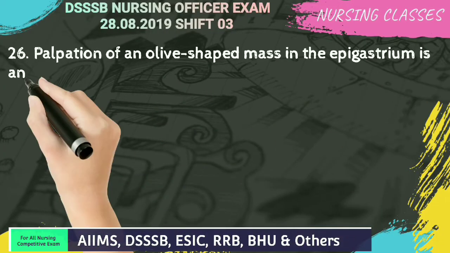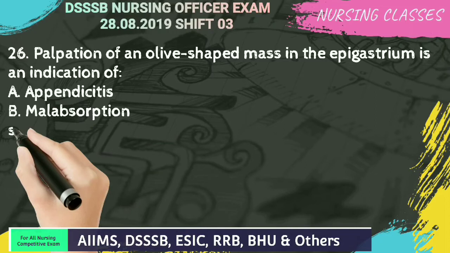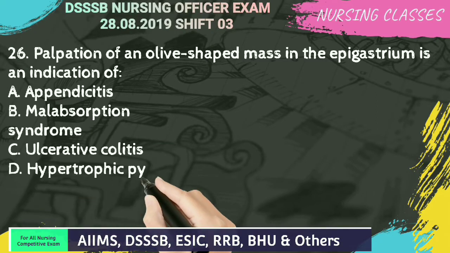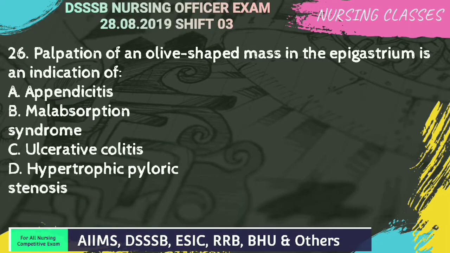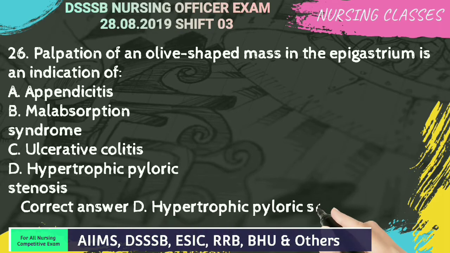26. Palpation of an olive-shaped mass in the epigastrium is an indication of A. Appendicitis. B. Malabsorption syndrome. C. Ulcerative colitis. D. Hypertrophic pyloric stenosis. Correct answer D. Hypertrophic pyloric stenosis.